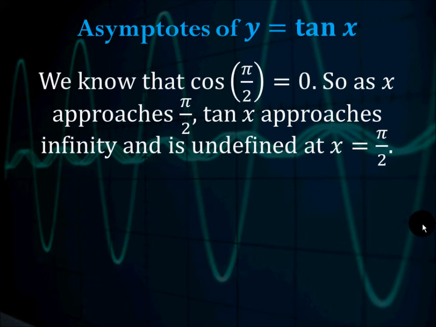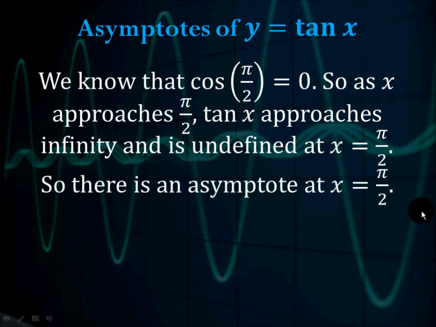Now, we know that cosine of pi over 2 is 0. We're now looking at the asymptotes of tangent. So there are going to be asymptotes wherever cosine is equal to 0. Pi over 2 is the equivalent of 90 degrees. So as x approaches pi over 2, tangent of x approaches infinity and is going to be undefined at x equals pi over 2. So there's going to be an asymptote wherever tangent is undefined. Wherever cosine is 0, you're going to have an asymptote.